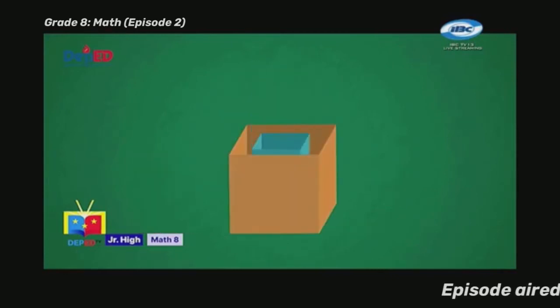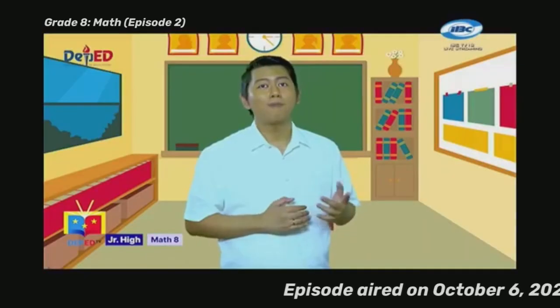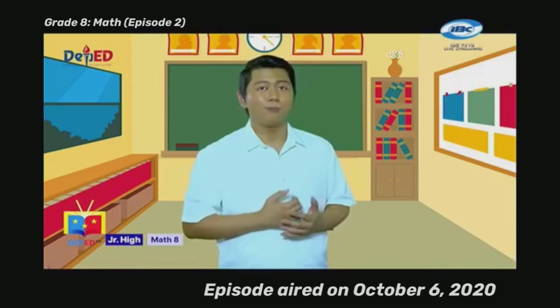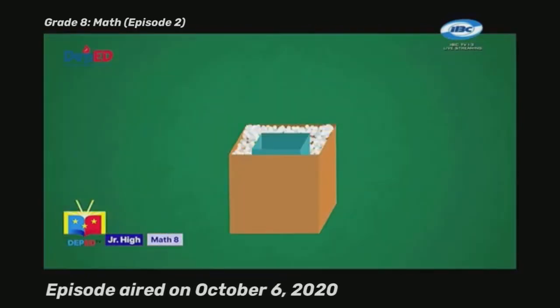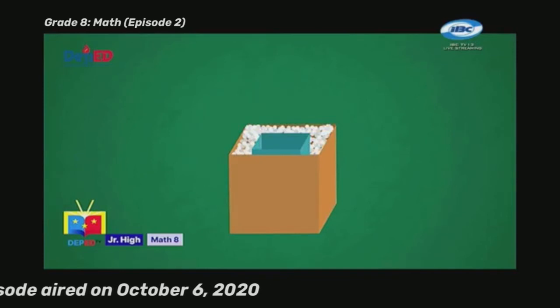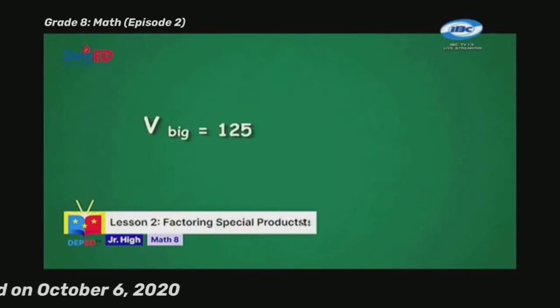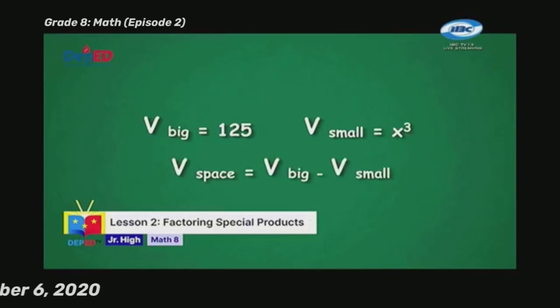Now, let us place the smaller box inside the bigger box. What happened to the volume inside the bigger box? It got smaller. So the amount of space to be filled by styrofoam chips is just the volume of the bigger box minus the volume of the smaller box.